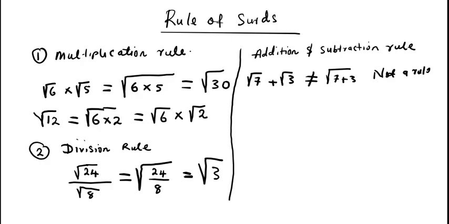If we also have something like this, square root of 20 minus square root of 8, this is also not equal to square root of 20 minus 8. So this rule of surds only works for multiplication and division. Okay, let's go back to simplification of what? Surds.